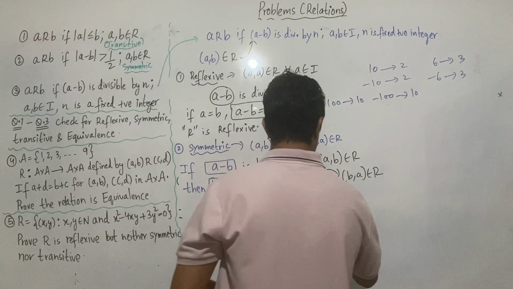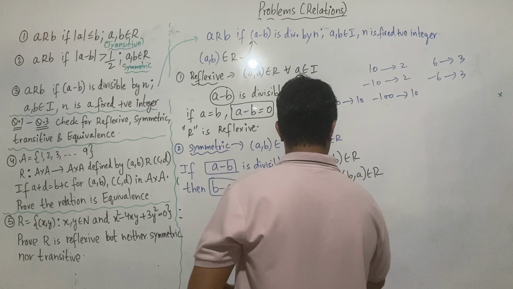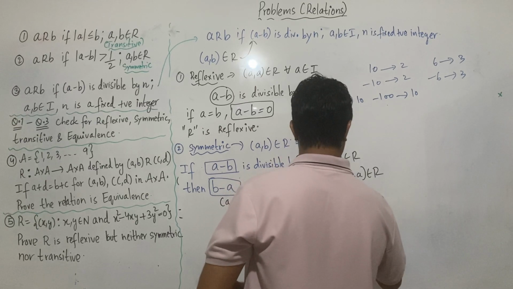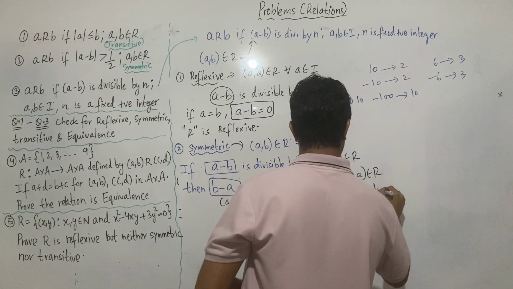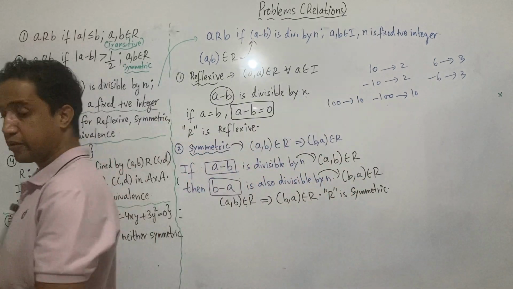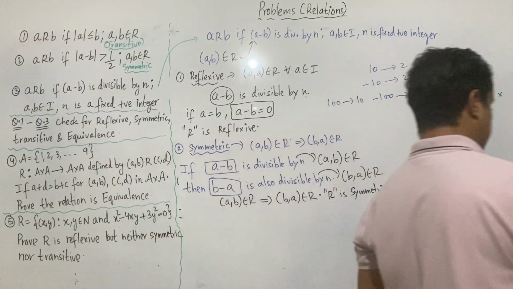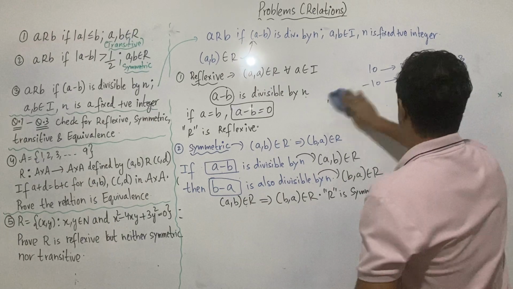So R is symmetric. R is symmetric. I hope you understand it, right? Now, let's check for the next one.